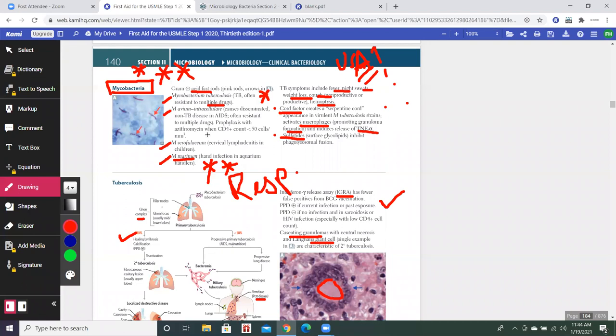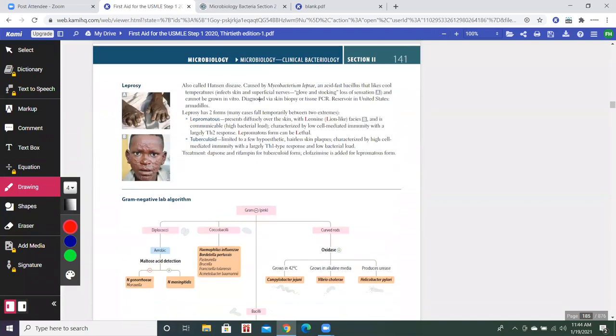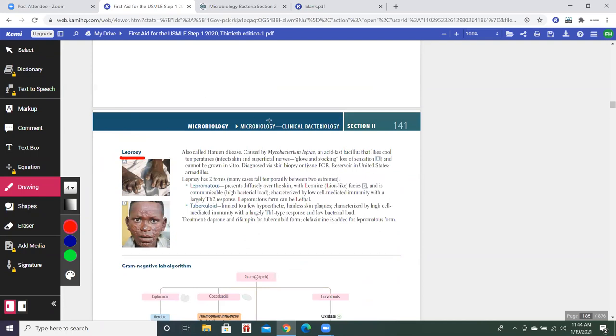And obviously Mycobacterium tuberculosis is also high yield. So put your star mark for that one. Okay. Before we begin gram negative, let's move on to leprosy. Leprosy is also called Hansen disease. Okay, again.